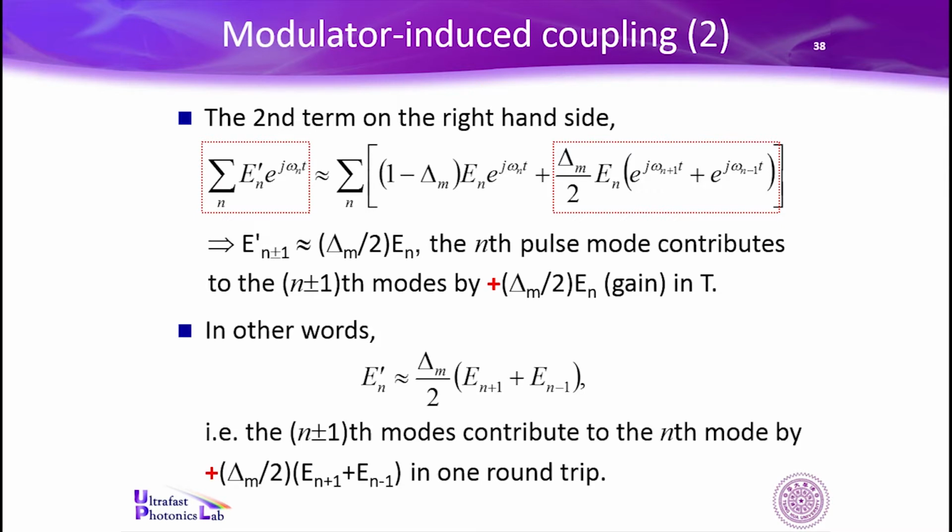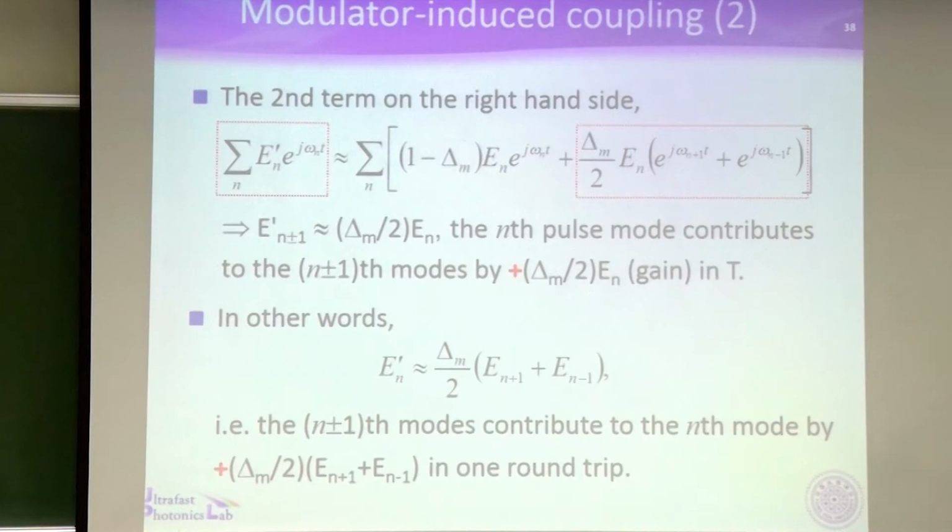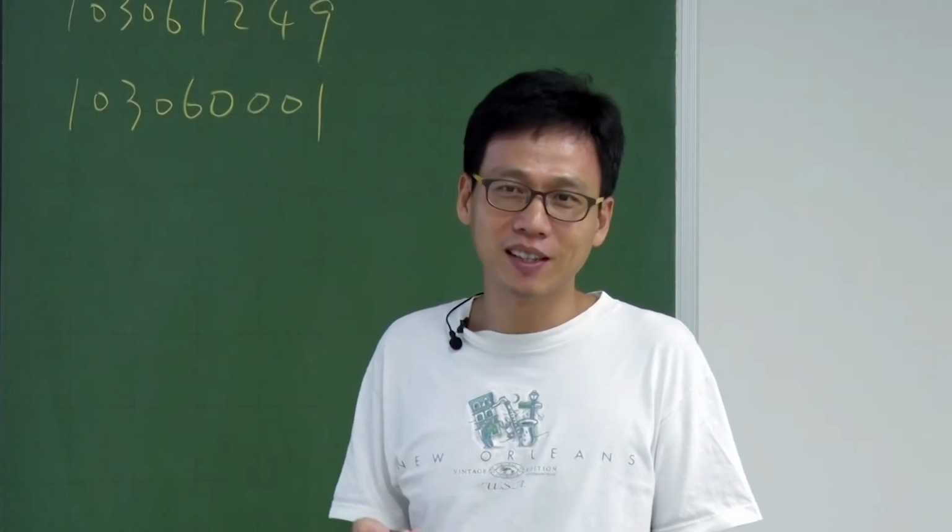But mathematically, we will take a different way to formulate. The original one is this one. And after the interpretation, we got this. Or you can take a different interpretation. The n plus 1 and n minus 1 modes, the two neighboring modes, contribute to the central mode, the nth mode, by the gain effect in one round trip. It's equally the same, right?